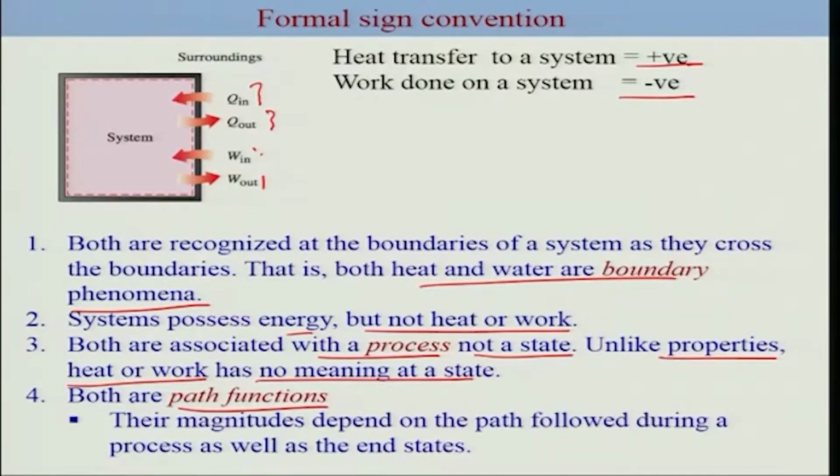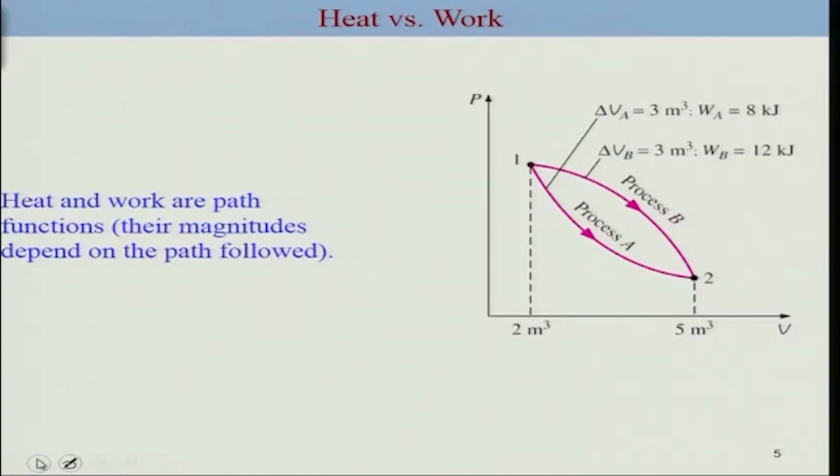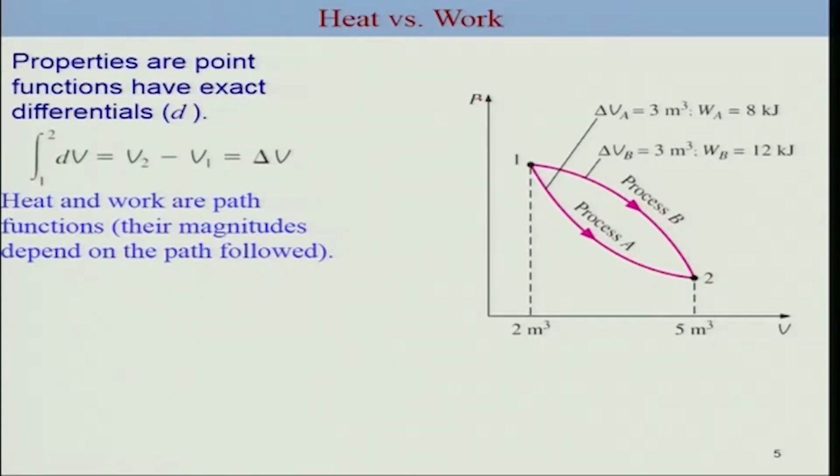So essentially both work and heat are path functions. Their magnitude depends on the path followed during a process as well as the end states. It's not only the process, but also the end states that they depend on. So let us further look into this. Let's take a case where you have a change in the volume as you change the pressure. There are two processes which are considered here. This is a PV diagram. You have a state 1 and state 2. You're changing the volume from 2 meter cube to 5 meter cube.